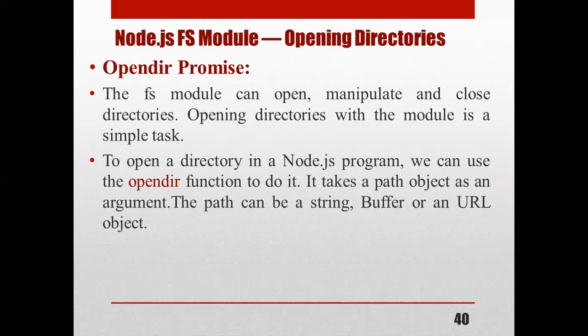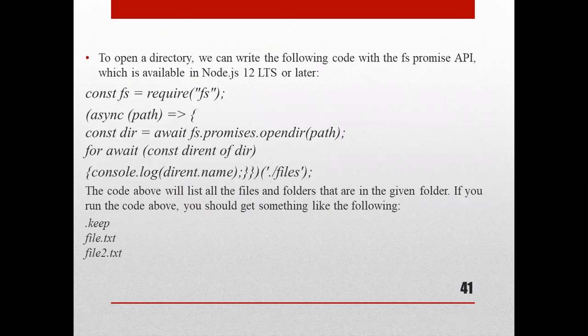To open a directory in a Node.js program, we can use the open directory function. For opening a directory, one function is there, that is openDir, the open directory function. It takes a path object as an argument. What is the argument for this function? The path of that directory. That path can be a string, a buffer, or a URL object. Here you can see one example for that.